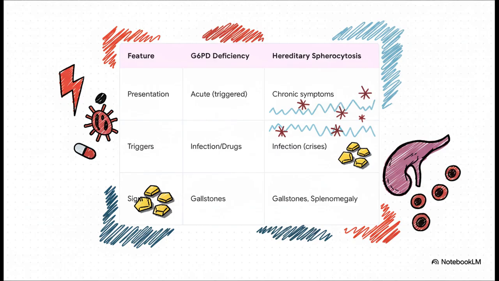Hereditary spherocytosis, on the other hand, usually presents a much more chronic picture of hemolysis. And here is a huge physical finding. Splenomegaly is common in hereditary spherocytosis because the spleen is working overtime to clear out all those abnormal red cells. But it's not a typical feature of G6PD deficiency at all.